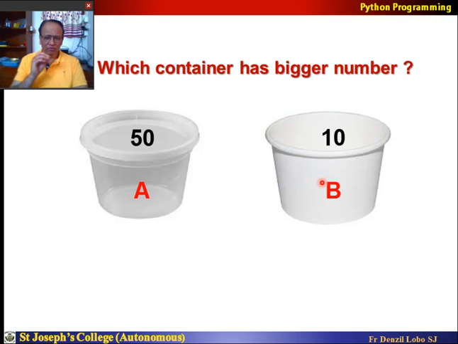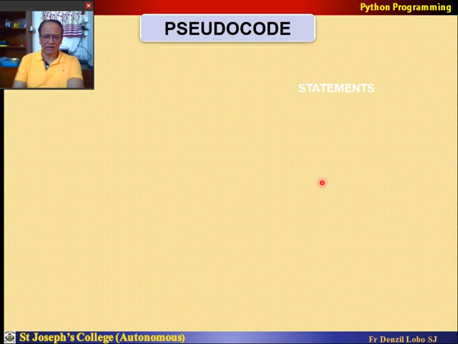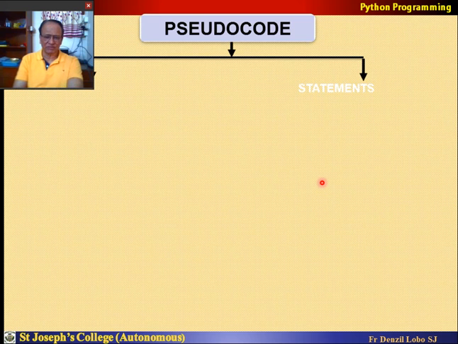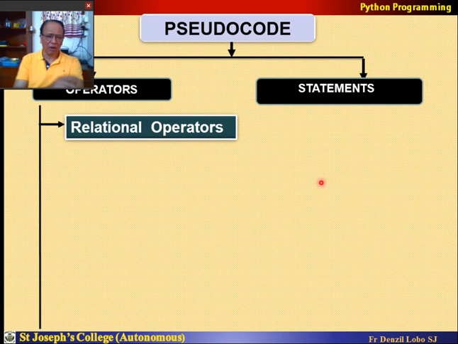So we need to have these operators called relational operators, which test whether values are equal, not equal, greater than, less than, greater than or equal, less than or equal. These are the 6 operators we are going to study. Let us go through the pseudocode first. As you are aware, in pseudocode we have operators and statements, and among the operators we will come across relational operators.